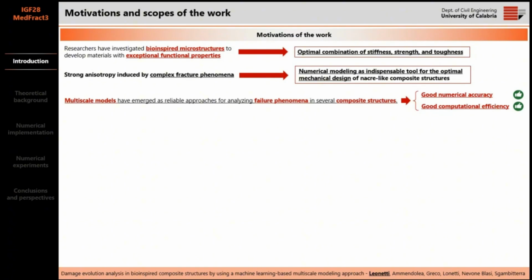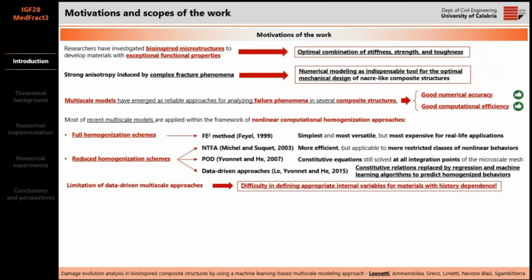It is recognized that numerical models are nowadays fundamental tools for the optimal mechanical design of this material. Among the existing numerical models, multi-scale models have emerged in the past decades as reliable approaches for analyzing failure phenomena in various classes of composite structures and also in bioinspired ones, by virtue of their optimal compromise between numerical accuracy and computational efficiency. So most of the recent multi-scale models are applied within the framework of nonlinear computational homogenization approaches.